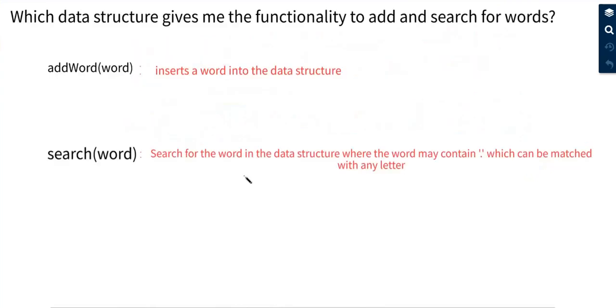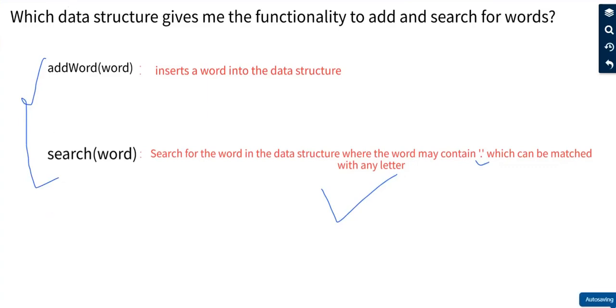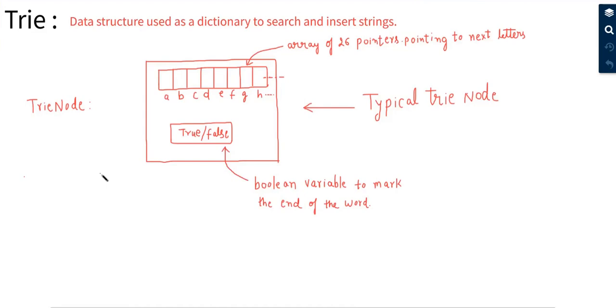So which data structure gives me the functionality to add and search for words? So we must have two functions. The first function is the addWord function. It inserts the word into the data structure, and a search function which searches for the word in the data structure where the word may contain a dot which can be matched with any letter. So this type of functionality can be implemented in a Trie data structure. So what is a Trie? It is a data structure used as a dictionary to search and insert strings.